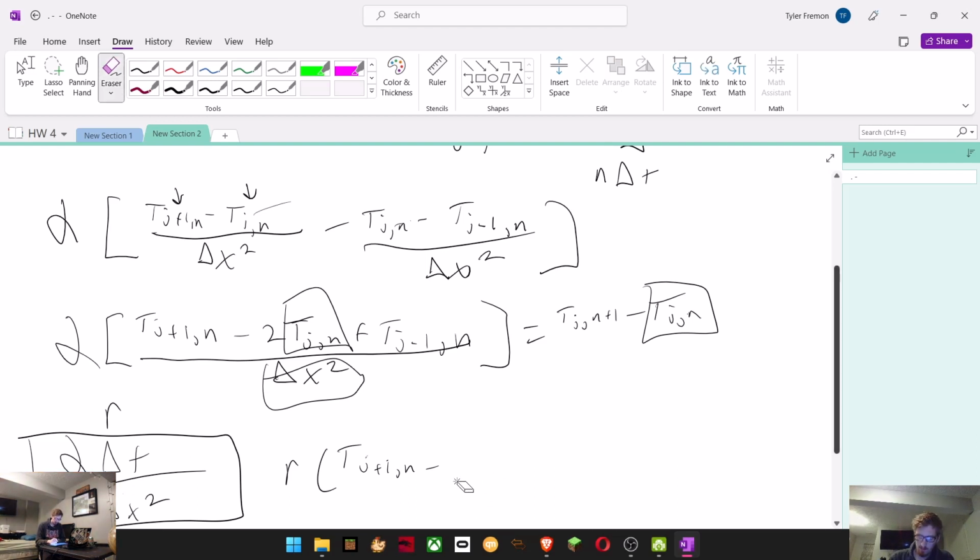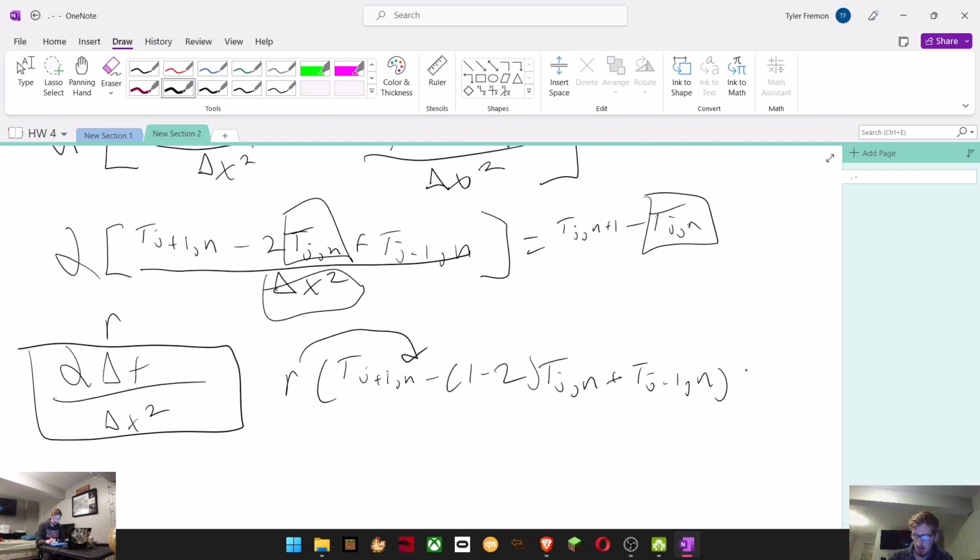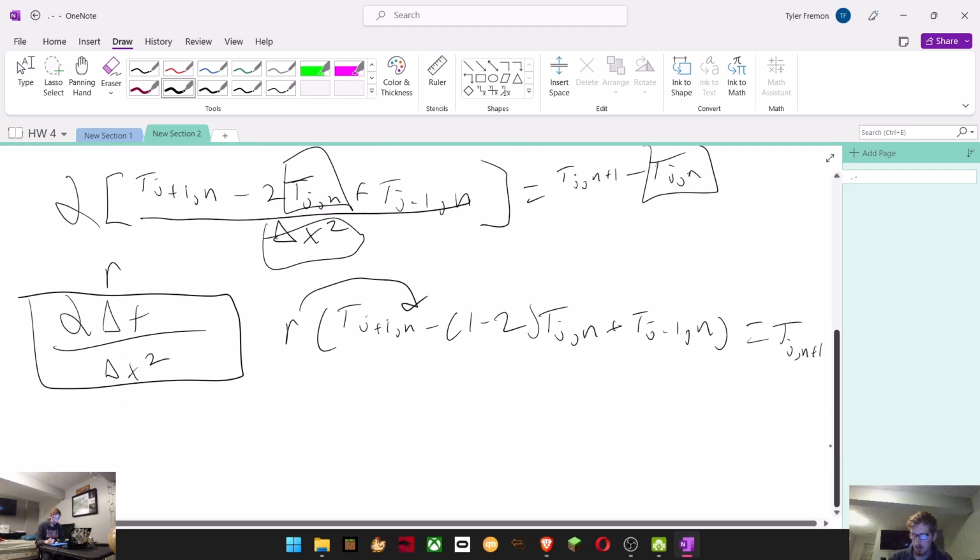trying to remember, or why am I trying to remember? When we add this across, we're just going to have minus 1 minus 2 r. Forgot we were leaving the r outside for now. Tj comma n plus Tj minus 1 comma n. And then we can just distribute this r through, and then that's going to be equal to the temperature at the next time step. So that is why we're interested in looking at this explicitly. It makes it really simple to model this as we move through time and space.